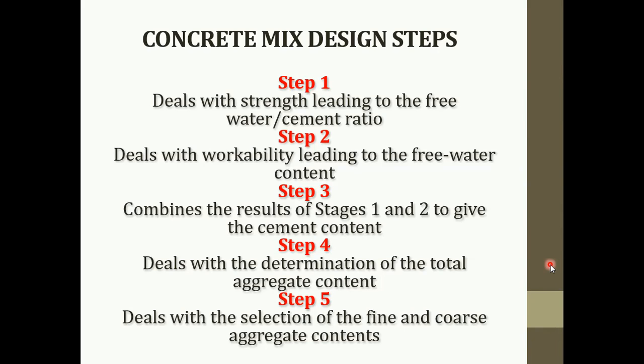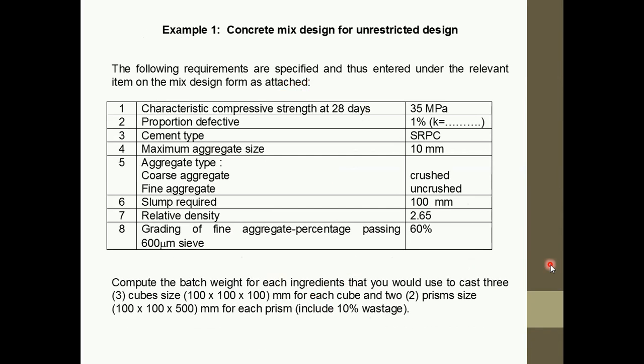Okay, so let's look into one example. Let's say you have to propose a concrete mix design for unrestricted design. The following requirements are specified. The first one is compressive strength at 28 days, the required strength is 35. Proportion defective is given as 1%. Then the cement type we are going to use is OPC. Maximum aggregate size is 10 mm.